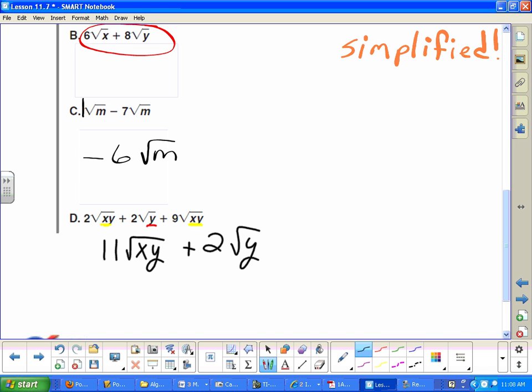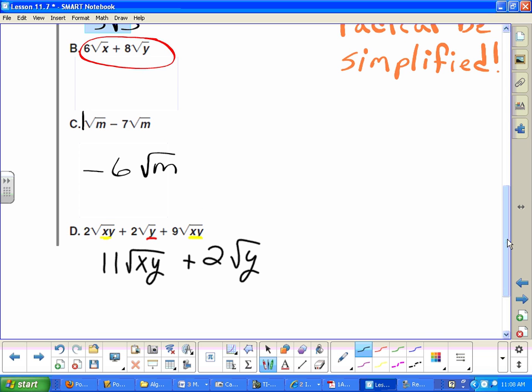The easy stuff's always nice, and they just have to make it more complicated, don't they? Okay. So those are pretty easy. All right, you just check out the radicals, make sure they're the same. If they're the same, you can combine them. If they're not, then you can't.